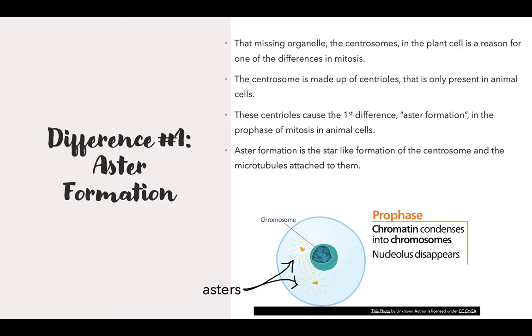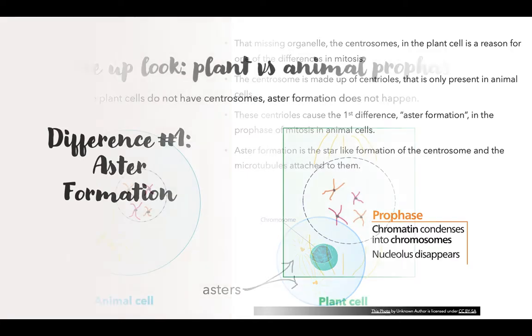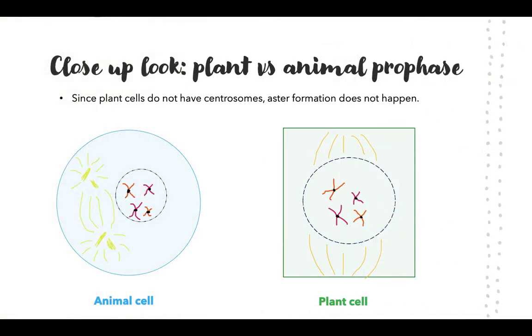Aster formation is the star-like formation of the centrosome and the microtubules attached to them. As you see below, the arrows pointing to the asters, those microtubules are the little lines that come out from the centrosomes. So a close-up look with plant and animal cells in prophase. In the animal cell, you can see the aster formation around the centrosomes. In the plant cell, you can see that there are microtubule spindles, but there are no centrioles that make a star-like formation.